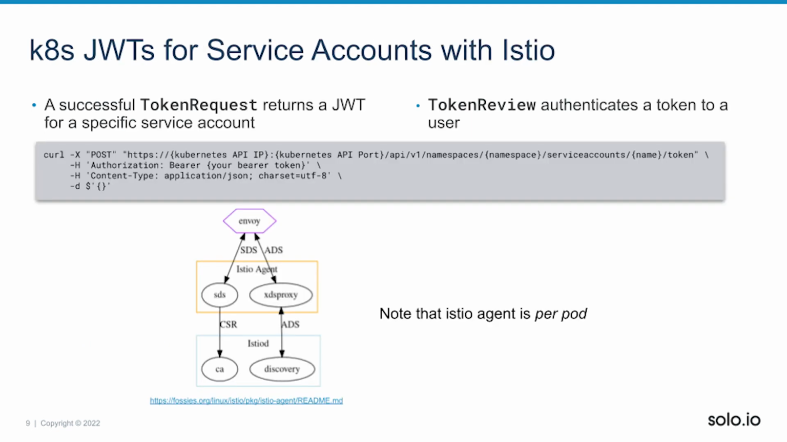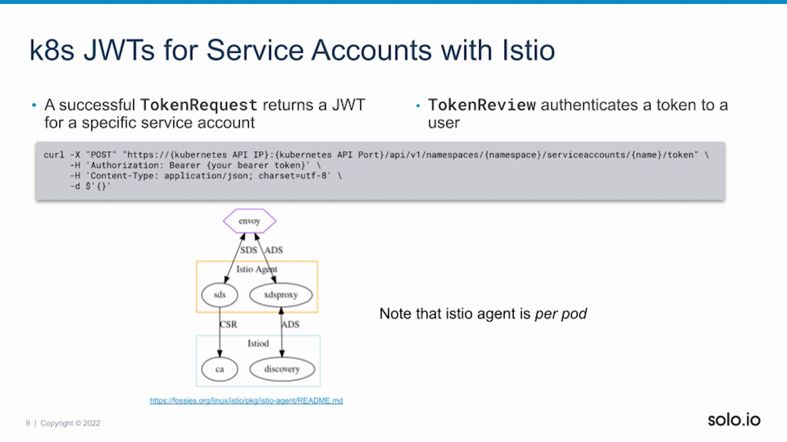The way the istiod self-signed CA works today is it uses the TokenRequest and TokenReview APIs in Kubernetes. For those who haven't heard of this before, there is an API where for a specific service account you can request a JWT that proves to Kubernetes and to others that you are this service account. And then you can also get that reviewed. In the diagram at the bottom here, the way Istio uses this API is, there's Envoy, which runs next to your pod as a sidecar. There's the Istio agent, which handles SDS, which is secret discovery, and then XDS, all of the other Envoy config requests.